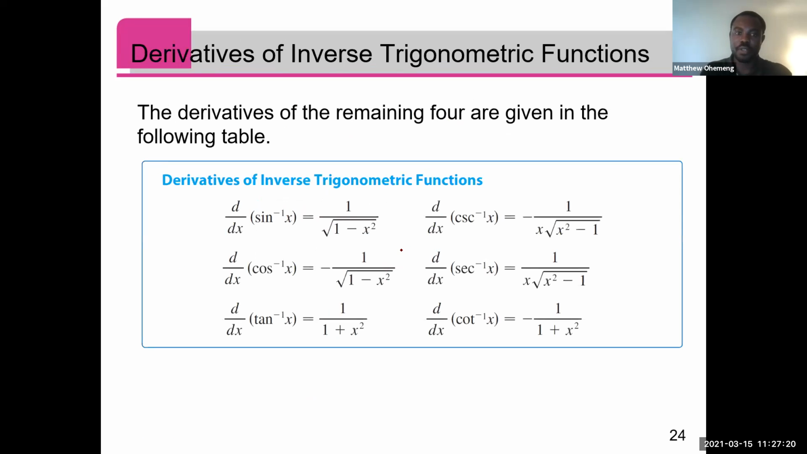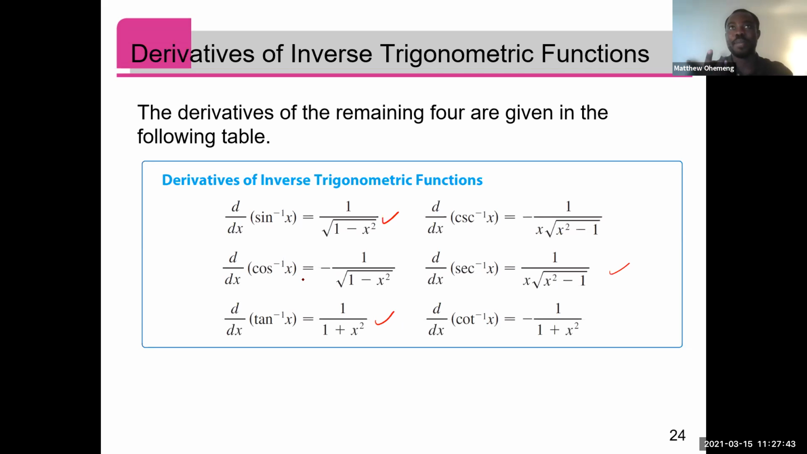The list of the inverse trig functions. The derivative of sine inverse of x is equal to 1 over square root of 1 minus x squared. The derivative of cosine inverse of x. Well, the trick here is just memorize these three. You just need sine inverse, you need tan inverse, and you need secant inverse. The rest are just the negatives of them. The co-functions are just the negatives of their corresponding trig related quantities.